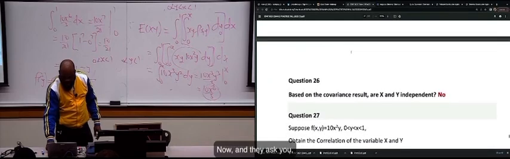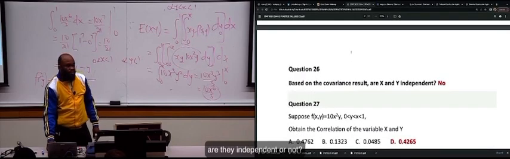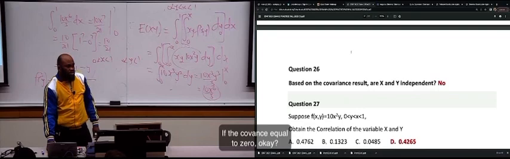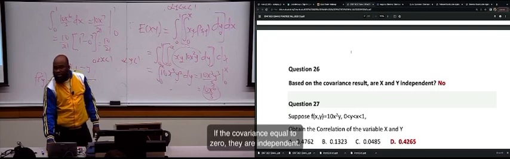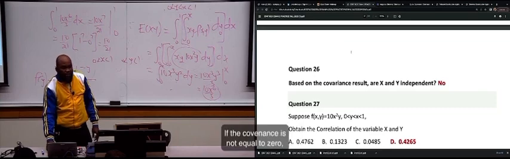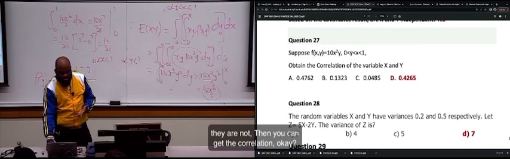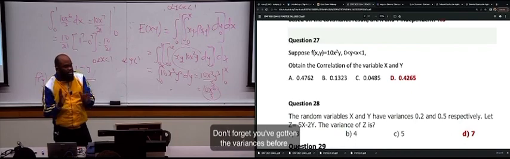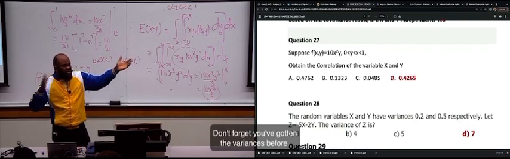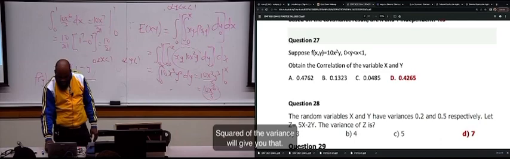Now, they may ask you whether they are independent or not. If the covariance is equal to 0, they are independent. If the covariance is not equal to 0, they are not. Then you can get the correlation. The correlation is going to be the covariance divided by the product of the two standard deviations. Don't forget, we've gotten the variances before. The square root of the variance will give you that.